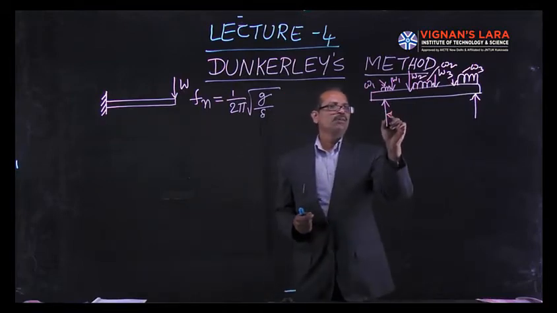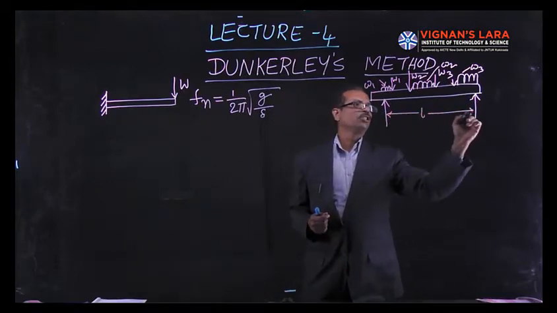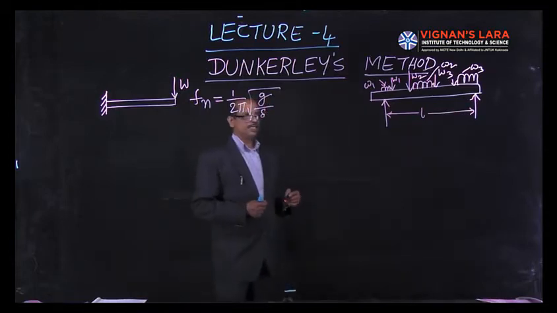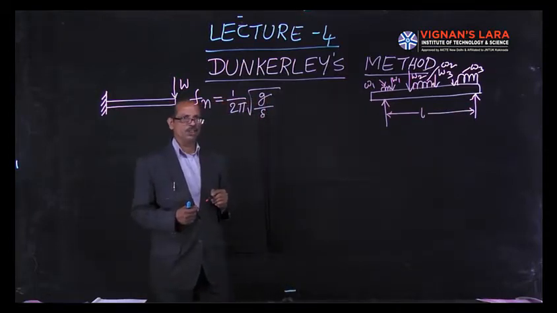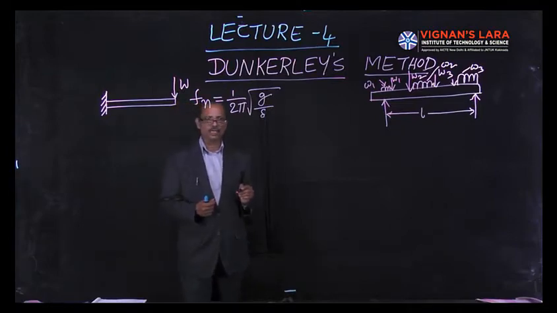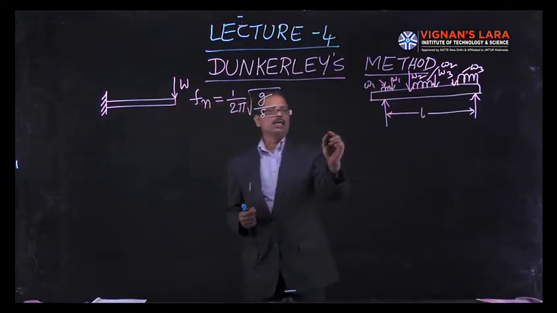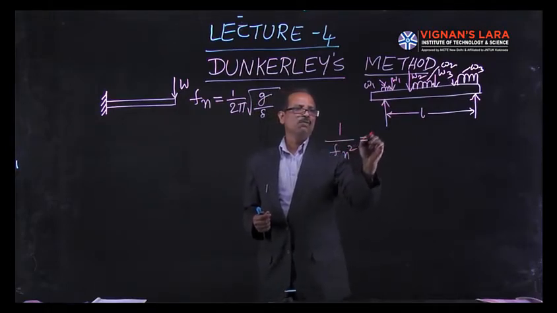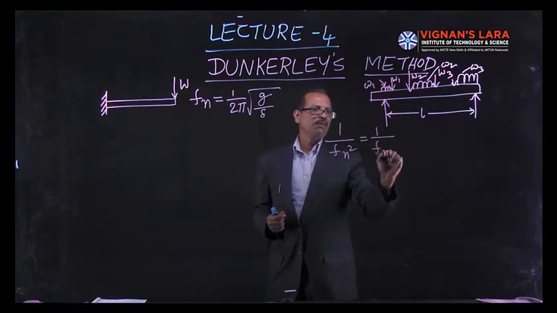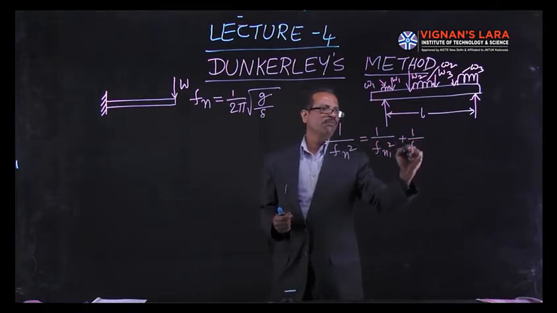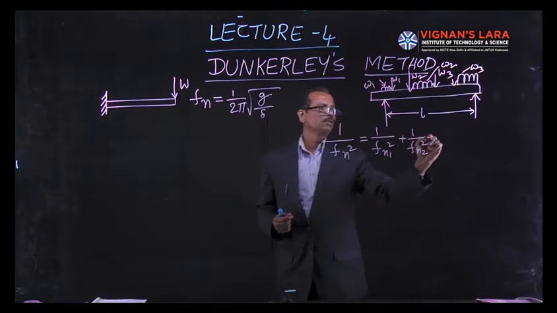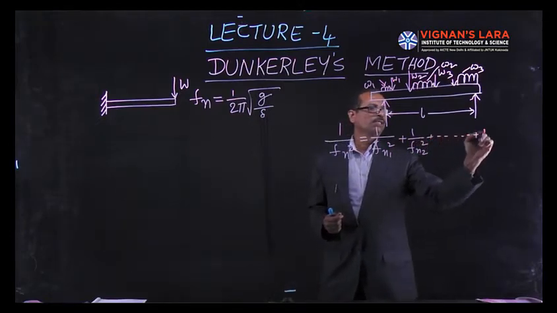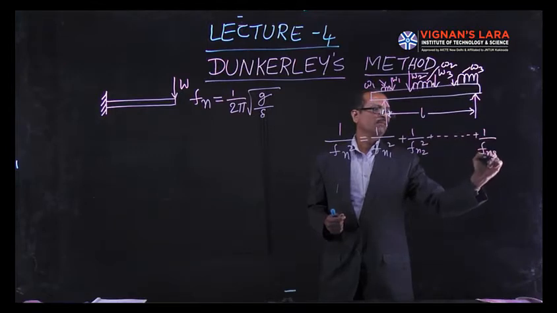If you want to find the natural frequency of such a transverse vibration, the method we use is called Dunkerley's method. This Dunkerley's method gives a simple relation: 1 by Fn square is equal to 1 by Fn1 square plus 1 by Fn2 square plus so on plus 1 by Fns square.